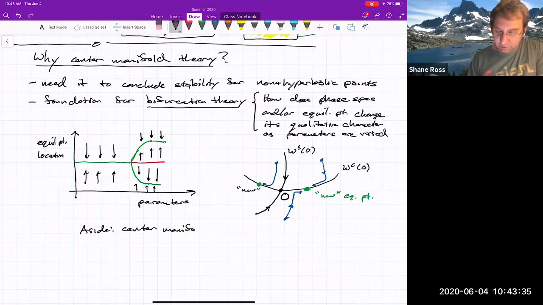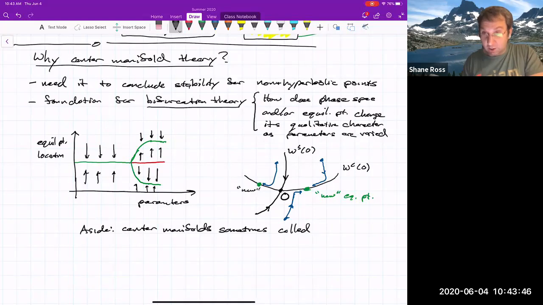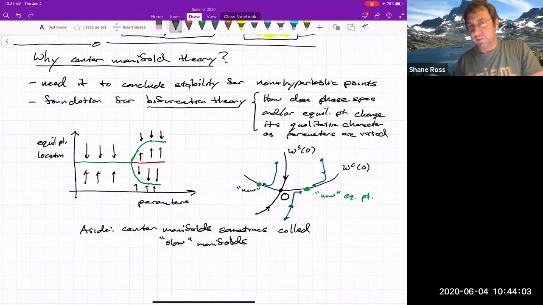So if you've heard that terminology, it's because the dynamics quickly shrinks along all stable directions to them and then slowly evolves along them. Why is that significant? It means that the long time dynamics are determined by the center manifold of a system. So center manifolds are sometimes used for doing model reduction.